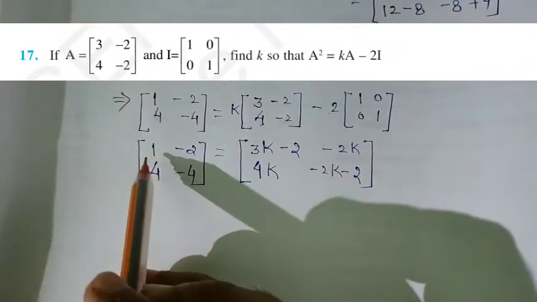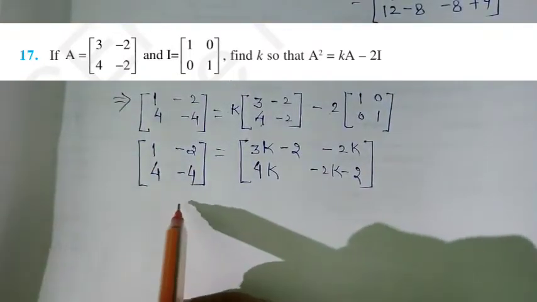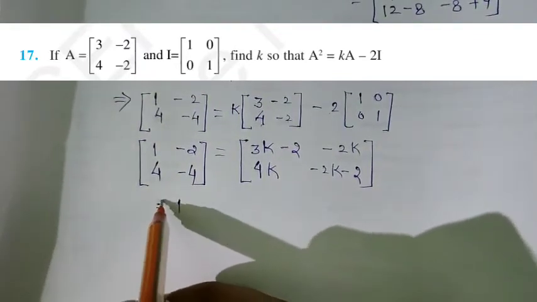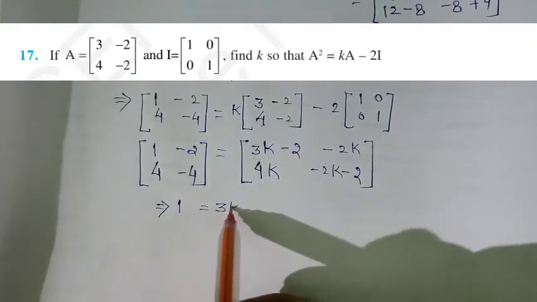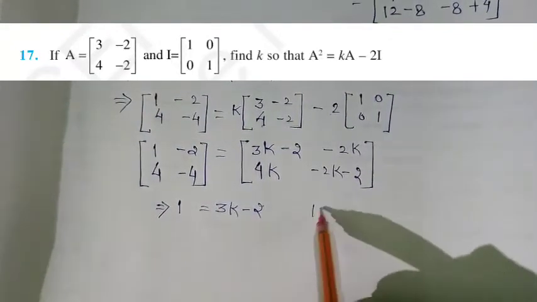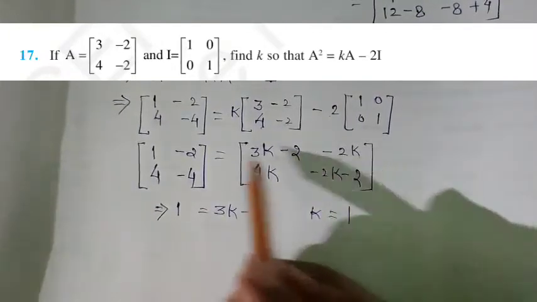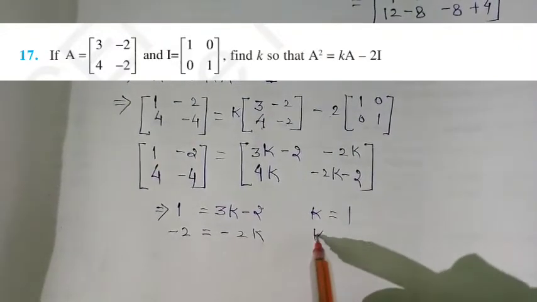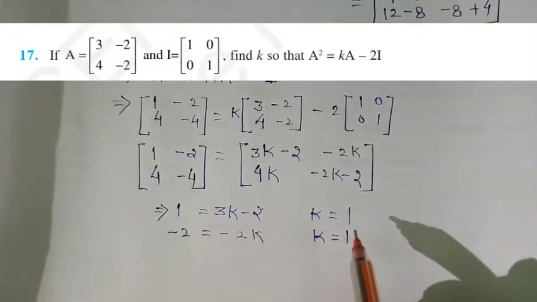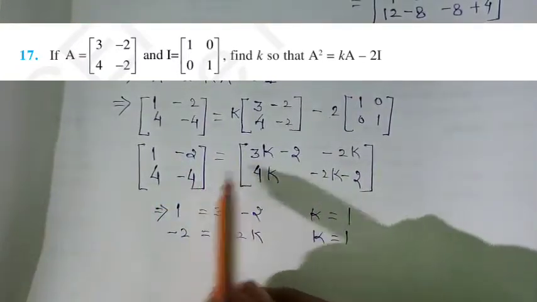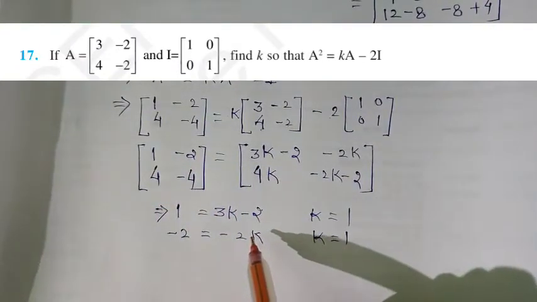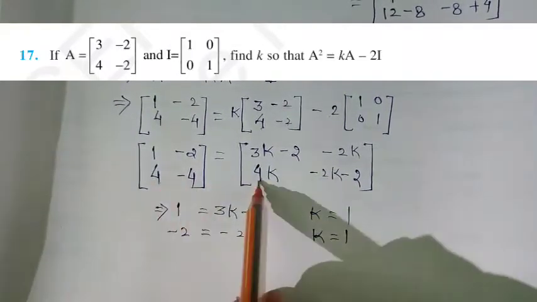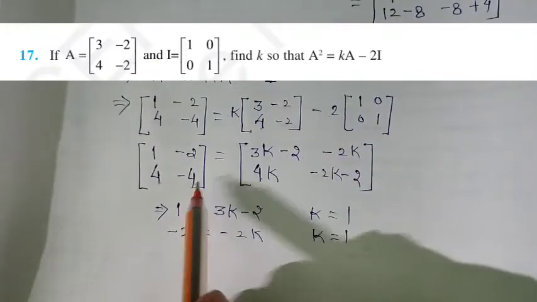Now compare any of the elements, you will get the answer, and all the answers must be equal. 1 is equal to 3k minus 2, so k will be 1 in that case. If you compare, minus 2 is equal to minus 2k, then again k will be 1. It may be possible that in any of the comparisons we get a different value of k. In such a case we will say the answer is not possible, but here we are always getting 1 in comparison of any of the elements.